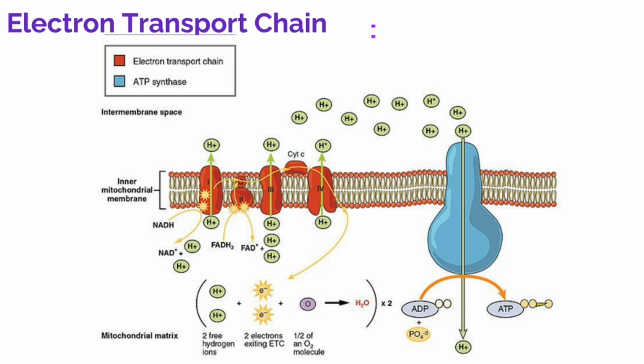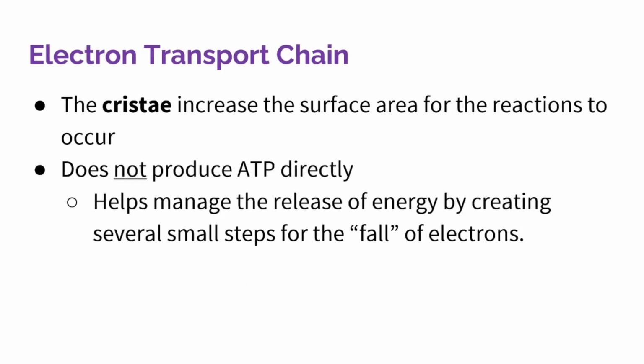Now, this whole part should look familiar. We talked about something like this in photosynthesis, where we had ATP synthase and we had a membrane. Inside of the chloroplast, we were also making energy using a proton gradient, just like this. Another thing to mention about the electron transport chain is that the cristae increase the surface area for the reactions. I've mentioned that before. This does not produce ATP directly, but it helps manage the release of energy by creating several small steps for the fall of electrons.